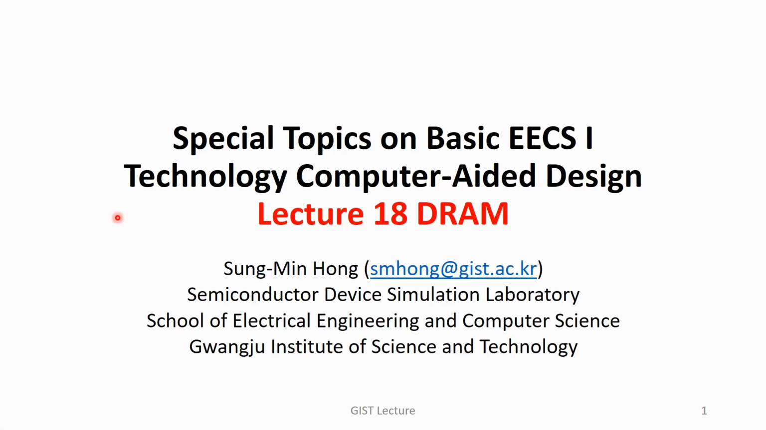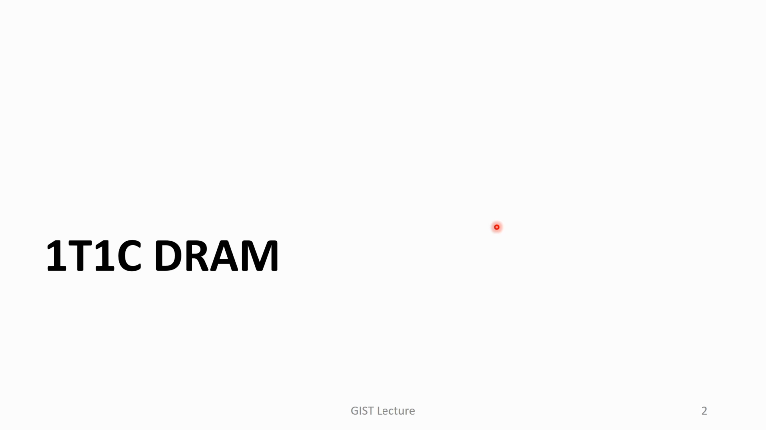Hi everyone, up to the last lecture, we have learned how to use the G device. For the remaining lectures, some examples are considered. The first example is the Dynamic Random Access Memory, DRAM. The DRAM has several cells in it. First, the cell structure is introduced.